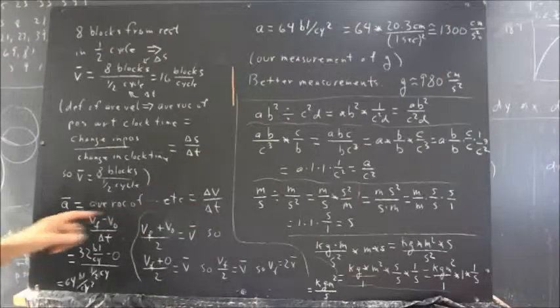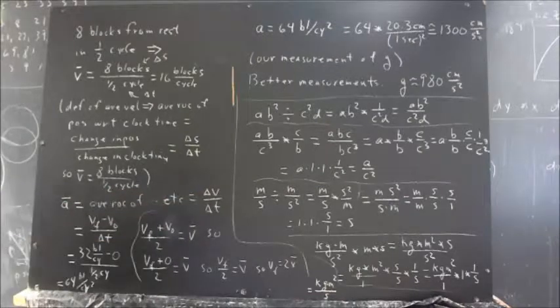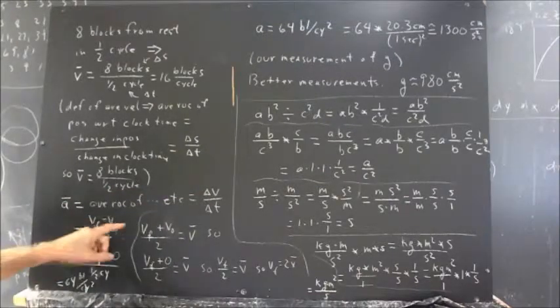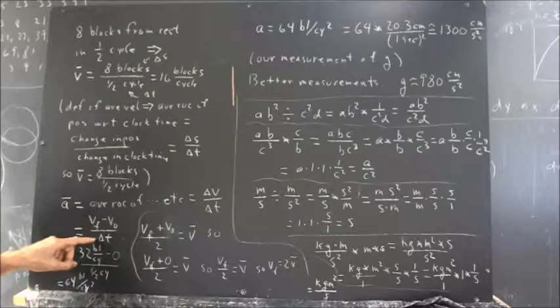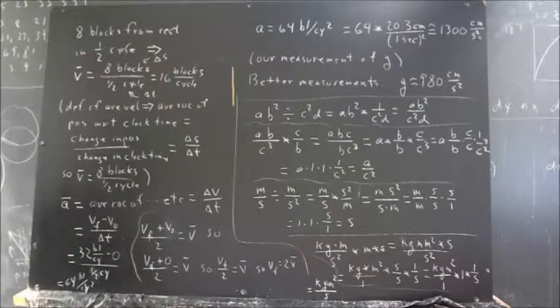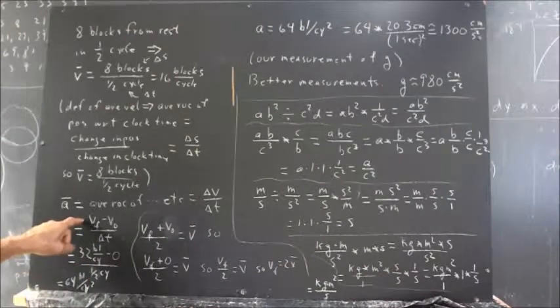Okay? Okay, well, what is the change in velocity? Well, it's final velocity minus initial velocity, and that's going to be divided by the time interval. Okay, well, what is the final velocity?